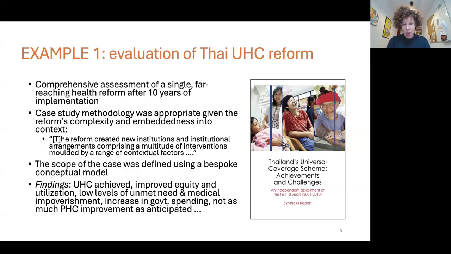The findings, just more for interest, honestly, is that universal health coverage was achieved, equity and utilization of health services were improved. There were very low levels of unmet need and medical impoverishment. There was an increase in government spending, not as much improvement of primary healthcare as anticipated. Basically, this was a huge deal for Thai society, and a really in-depth case study was needed to understand how it came about. So next slide, please.